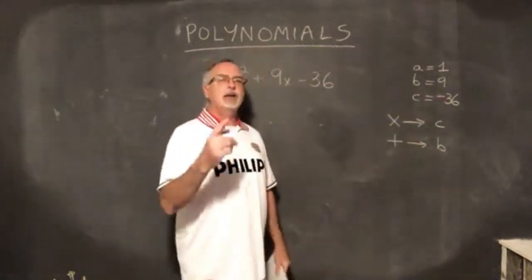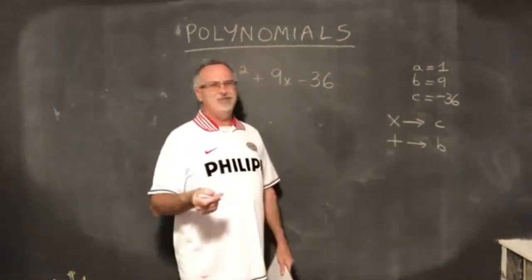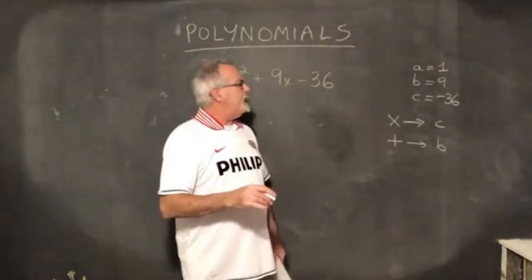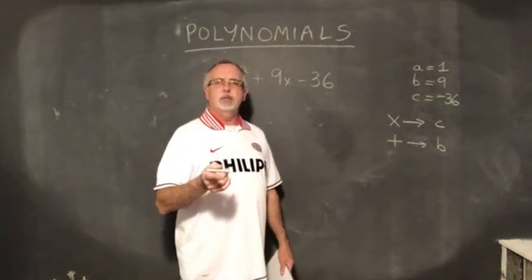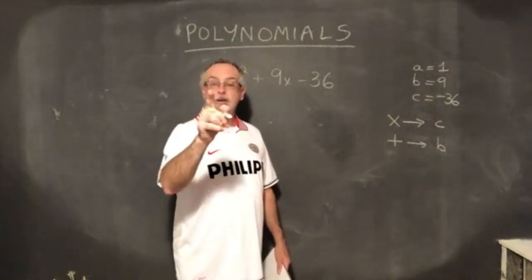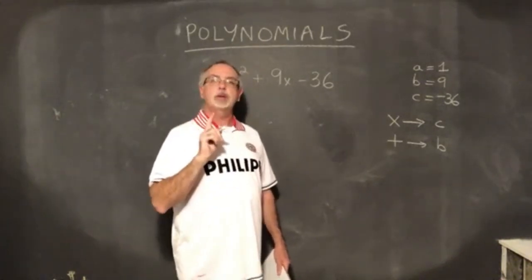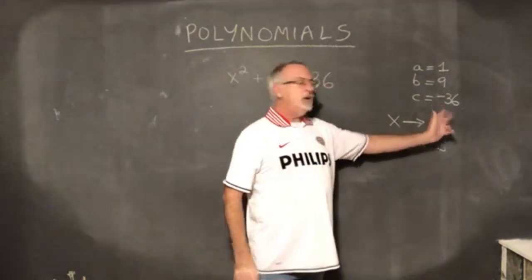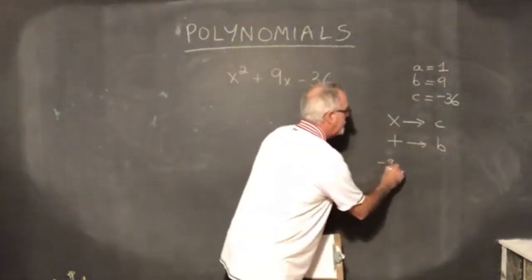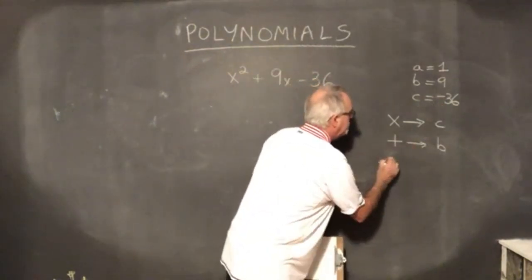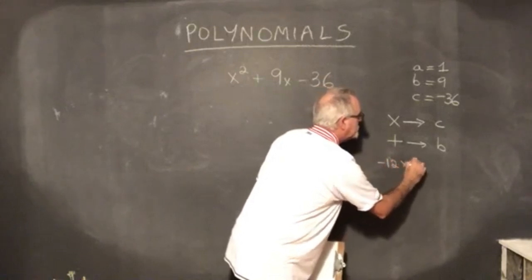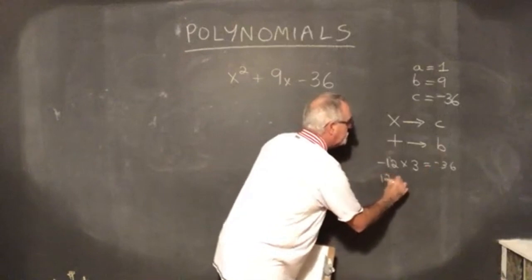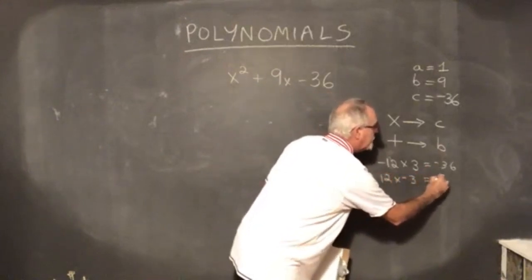So let's think again of the factors. 36 and 1, I don't see how I'm going to get those to add to 9. I reject them. 18 and 2, they won't add to 9. 12 and 3 though, 12 minus 3 is 9. And remember, one of these numbers is positive, the other one's negative. It has to be that way. So it's either negative 12 times 3, which gives negative 36, or it's positive 12 times negative 3, which gives negative 36.